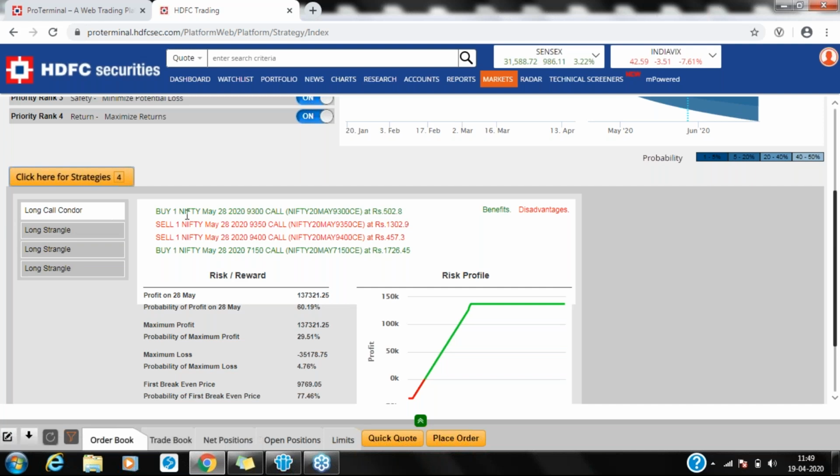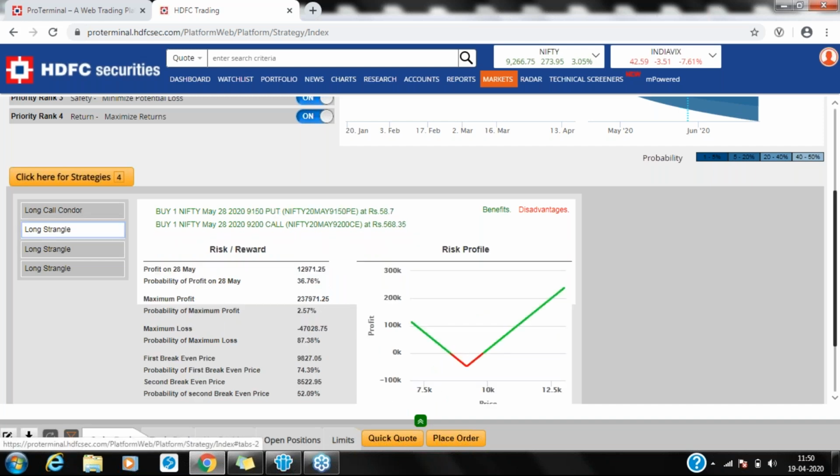What that means basically is the system is telling us to buy one lot of Nifty 28 May expiry 9,300 call at 502 rupees. Sell one lot of Nifty, same May expiry, at 1302.9 level. Sell one lot of Nifty, again a call option, at 457.3 level, and buy one lot of Nifty May expiry, again a call option, at 1726.45 level. So this is the strategy that the system has given to us. This is the risk profile of this particular strategy.